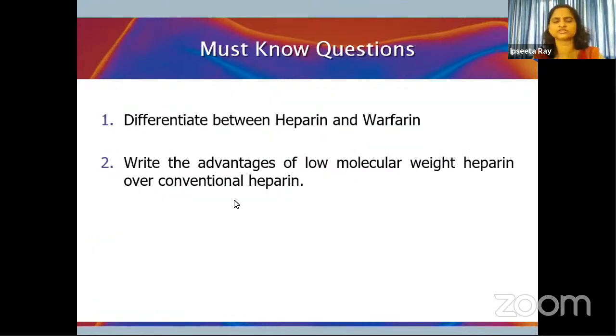So the must-know question under this topic: differentiate between heparin and warfarin. Write the advantages of low molecular weight heparin over conventional heparin. So we stop here. We have covered the must-know questions and the important parts under the cardiovascular, the endocrine, and blood.